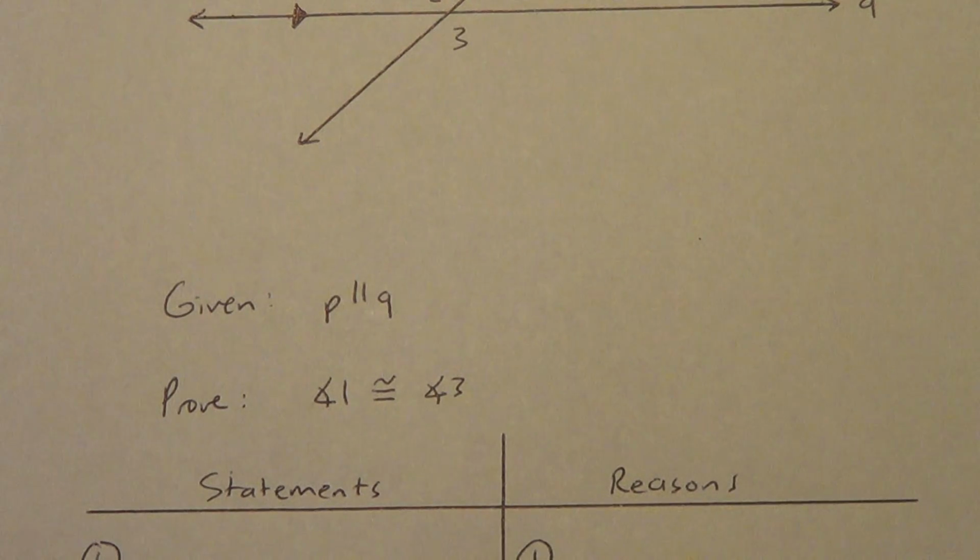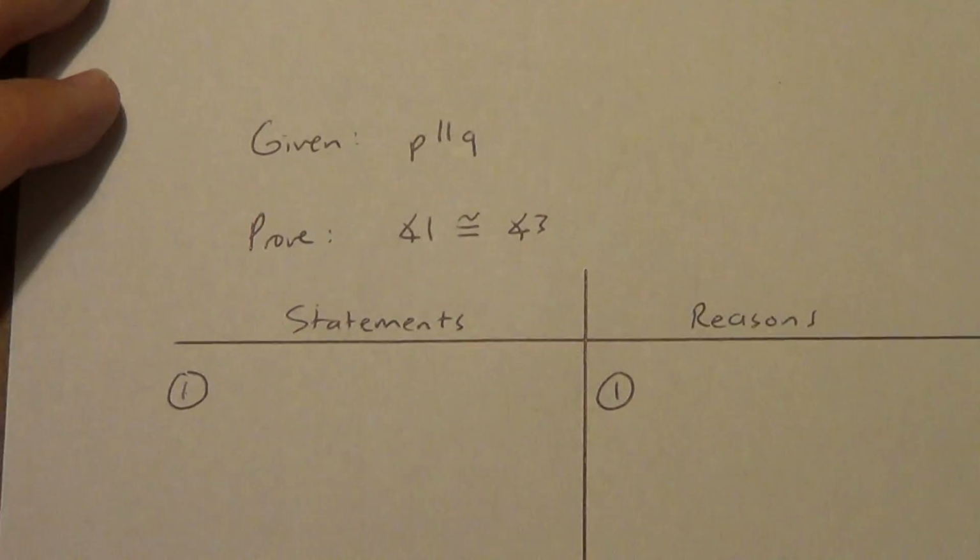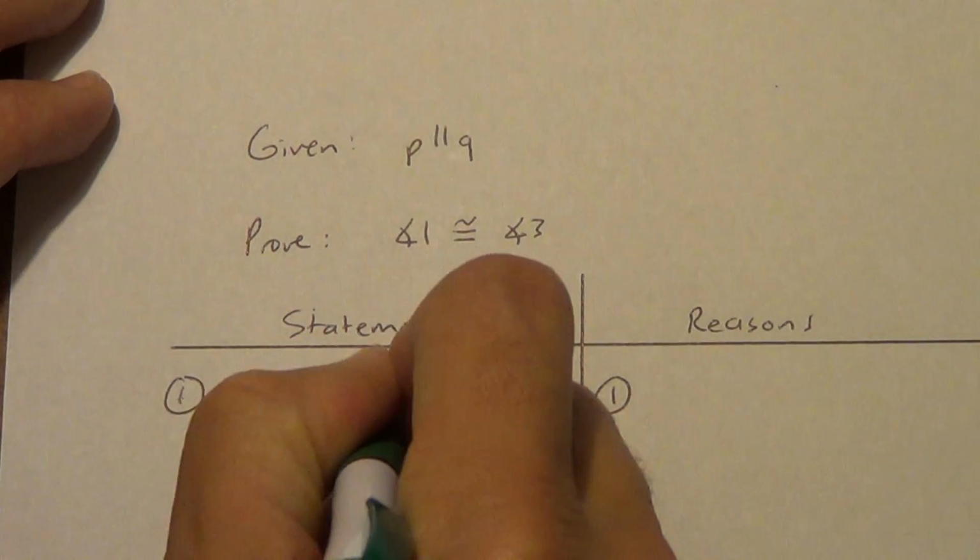All right, since you paused the video, you should be done with it by now. If you didn't pause the video, make sure you pause the video and try it on your own. If you get confused, it's okay. It's part of the learning process. All right, here we go. P is parallel to Q, that's my given.